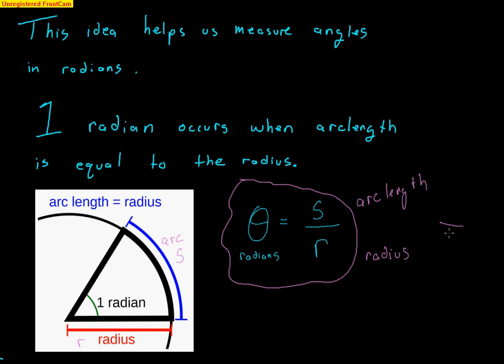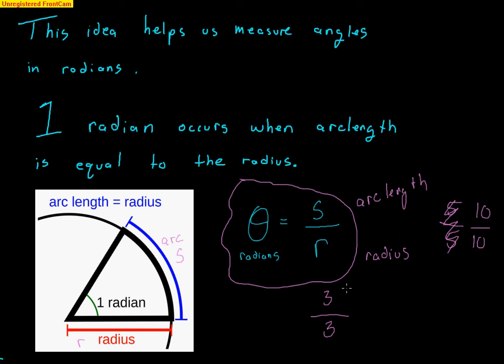For example, if the radius is 5, whenever you have the arc length of 5, you get 1 radian. Or if your arc length is 10 and your radius is 10, you also get 1 radian. And again, I could continue this on and on. If your radius is 3, whenever your arc length is 3, you get 1 radian. So this formula is really important to understand to find radians. 1 radian is created when your arc length equals your radius.